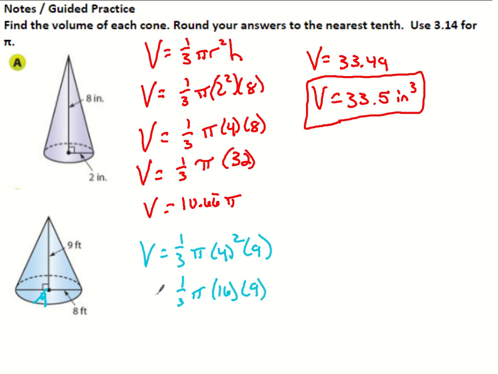Now this is a really good example of when I can divide by 3. Again, you don't have to do this. We can divide by 3 whenever we want, as long as we divide by 3 at some point. But if we see here, I can multiply in any order I want. So instead of doing 16 times 9, I can do 1/3 of 9. Well, 9 divided by 3 is 3.